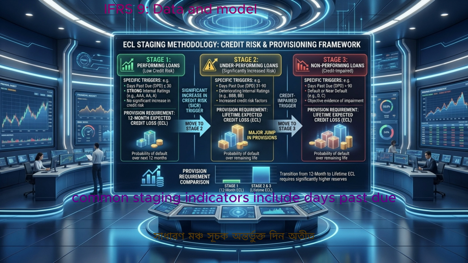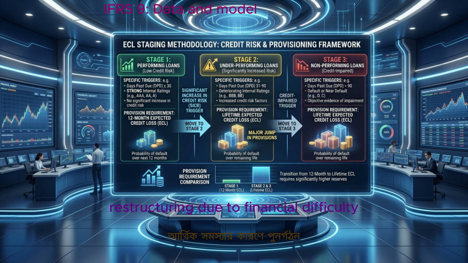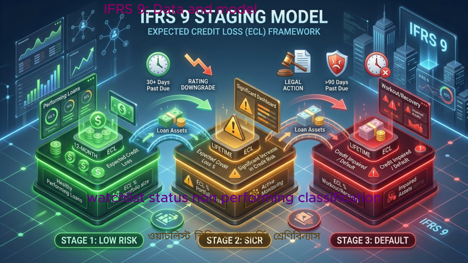Common staging indicators include days past due, internal rating downgrade, restructuring due to financial difficulty, poor financial performance, watchlist status, non-performing classification, legal action, bankruptcy, or liquidation. A strong staging model is very important because stage movement directly affects the amount of provision. Movement from Stage 1 to Stage 2 means the bank moves from 12-month ECL to lifetime ECL.